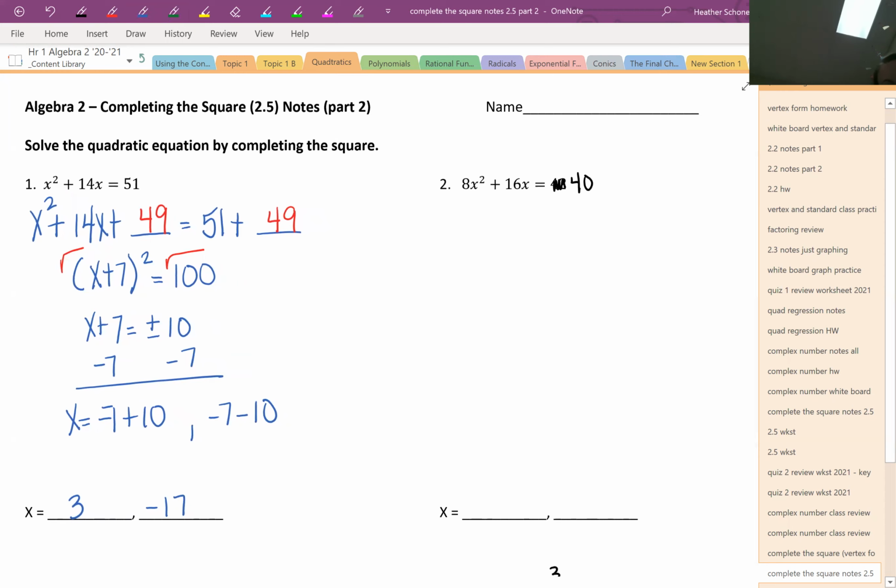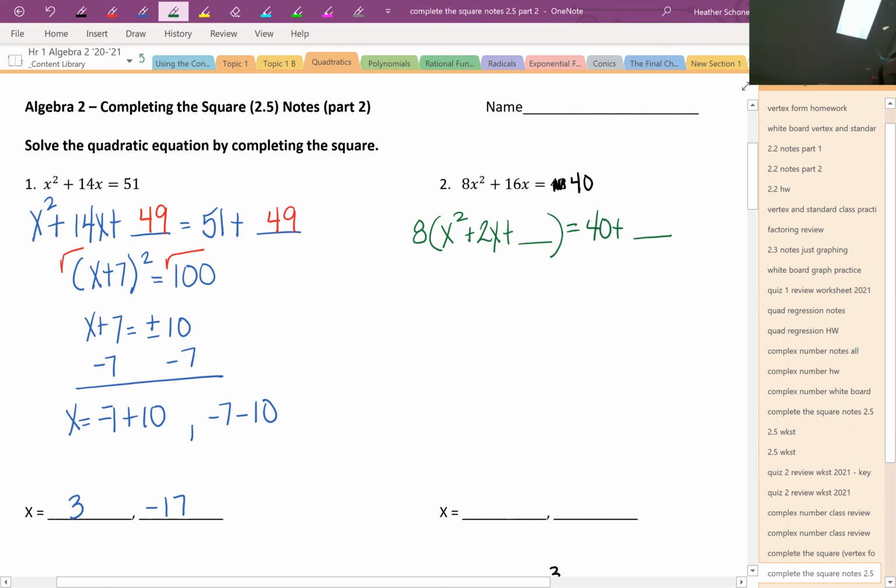All right, we're going to do the same thing on number 2. So the 40 is on the other side, like we need it to be. The problem is you can't complete the square if the leading coefficient is not the invisible positive 1, and right now it's 8. So I'm going to factor out the 8, and that's going to give me x squared, 16 divided by 8 is 2x plus blank, close my parentheses. Half of 2 is 1, 1 squared is 1, but because this is in parentheses, it's a little bit of a trick. It's not really 1, it's 8 times 1, which is 8.